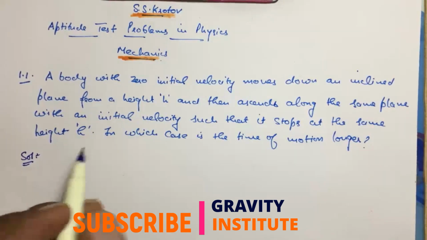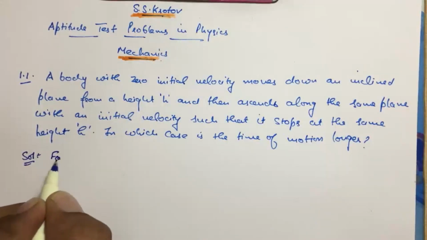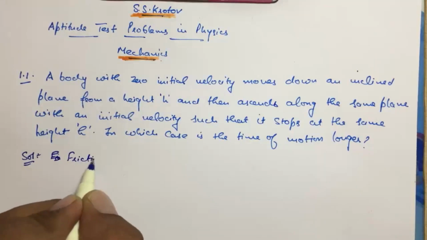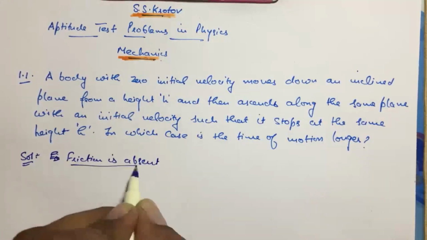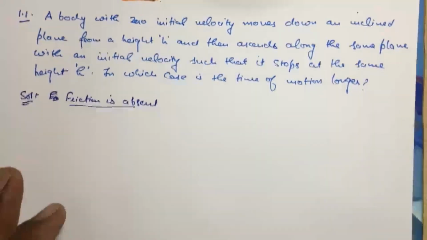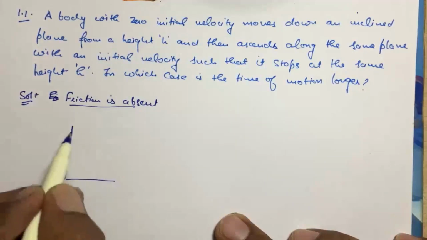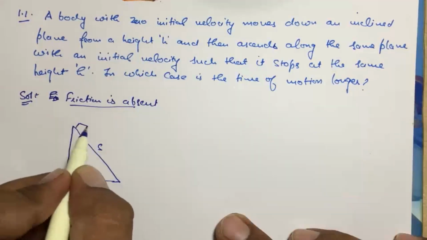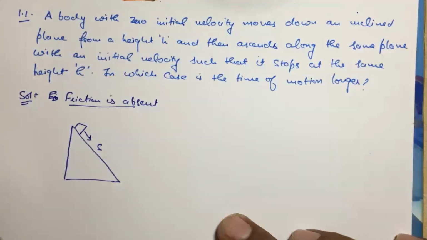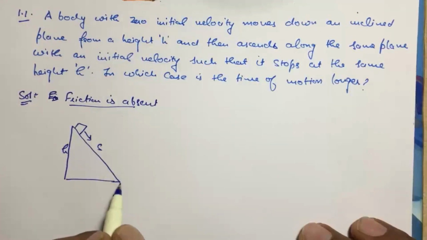So we have two views of this question. First of all, let's say friction is absent. When friction is absent, what does this question look like? Let's say that this body is moving downward. Say this is s and the body is moving down like this. So this height is h. So what is the final velocity?